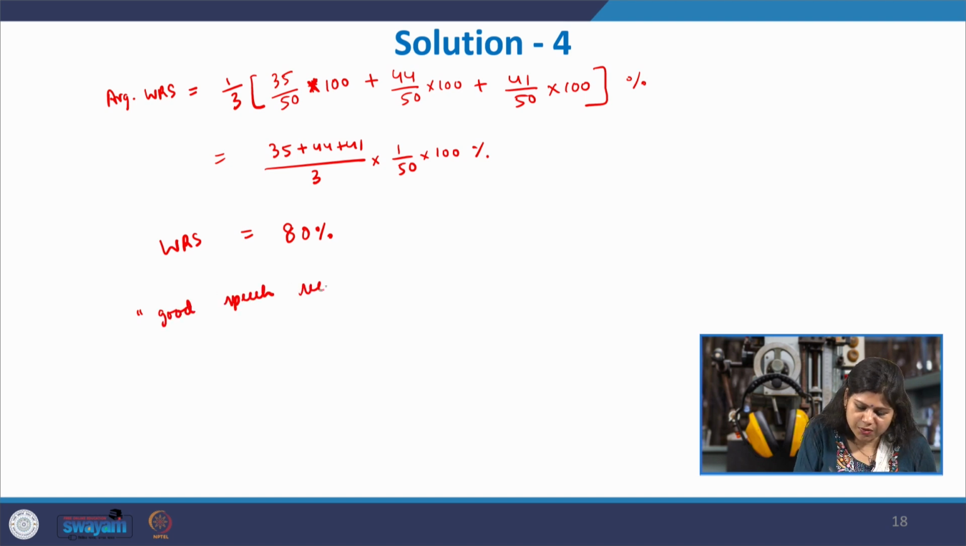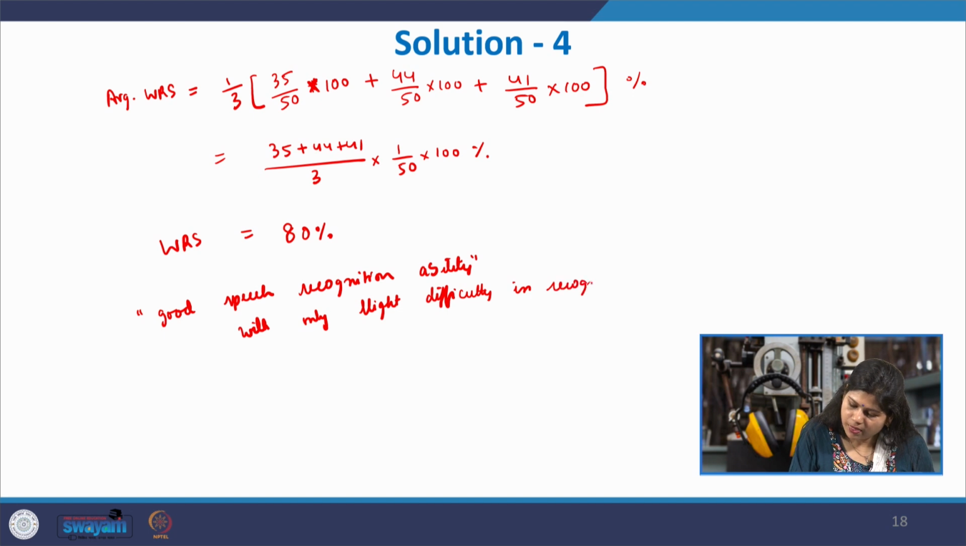So, the diagnosis is that this is their WRS score, and it means good speech recognition ability with only slight difficulty in recognizing words.